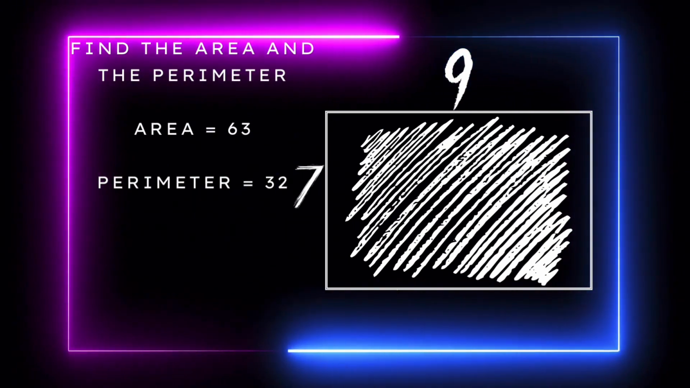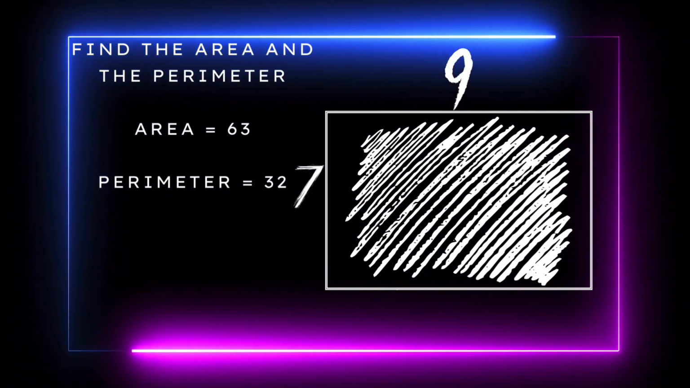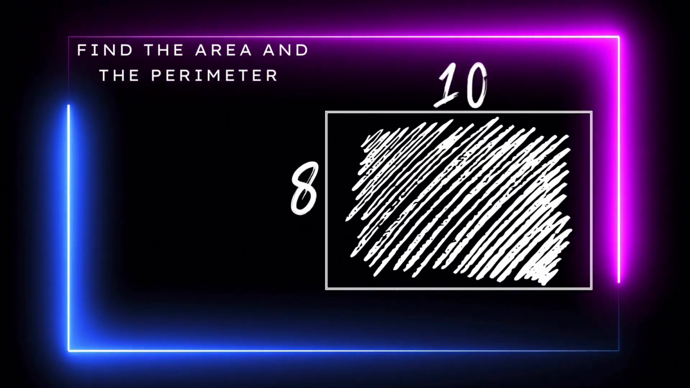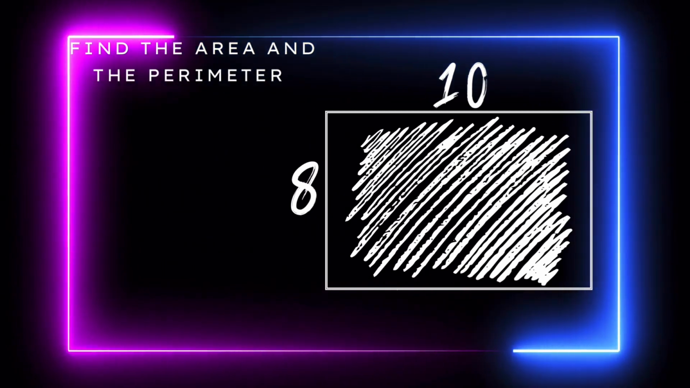Again, a friendly reminder, memorize your multiplication tables. Even if you have something like a multiplication table in front of you right now, you're eventually going to need to have these memorized. So go ahead and pause the video and see if you can solve the area and perimeter for this rectangle.